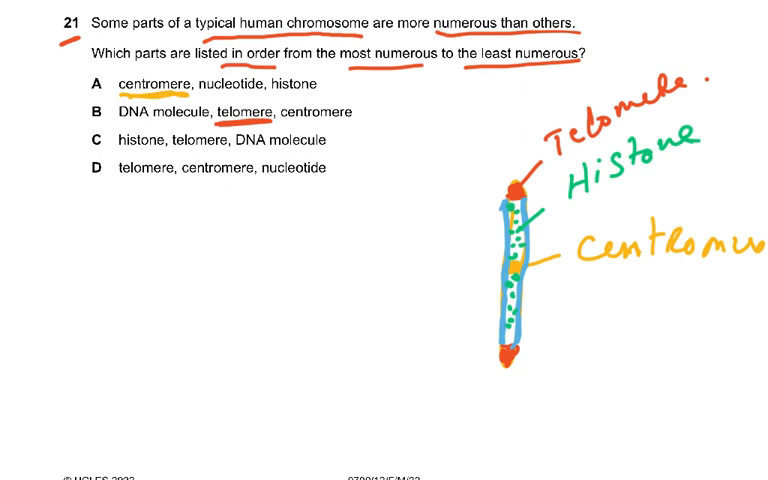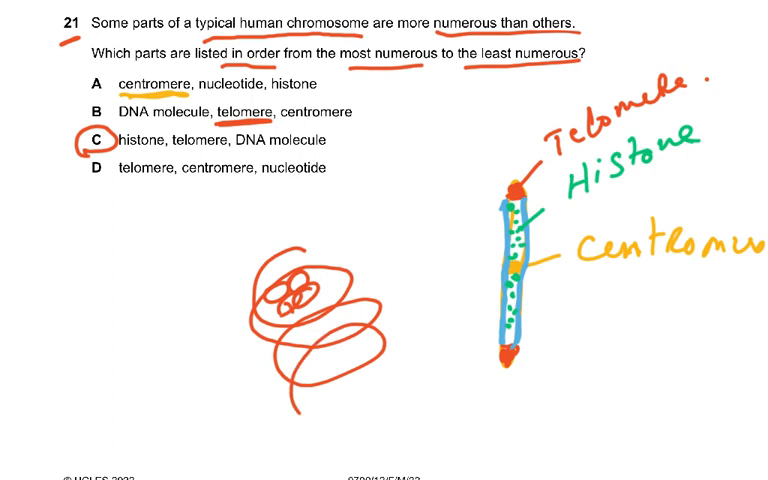So this is what you have to understand in deciding this. Two telomeres, one centromere, one DNA molecule. Now the answer to this was C. Why was it C? Because there are many histone proteins. There are these blocks of 8 histone proteins around which the DNA double helix is wound, just like you have a thread around a reel. So histone, telomere, and then DNA molecule. One DNA molecule per chromosome.